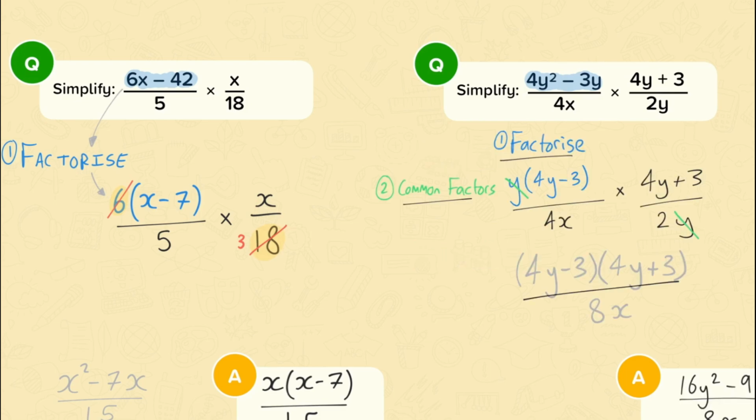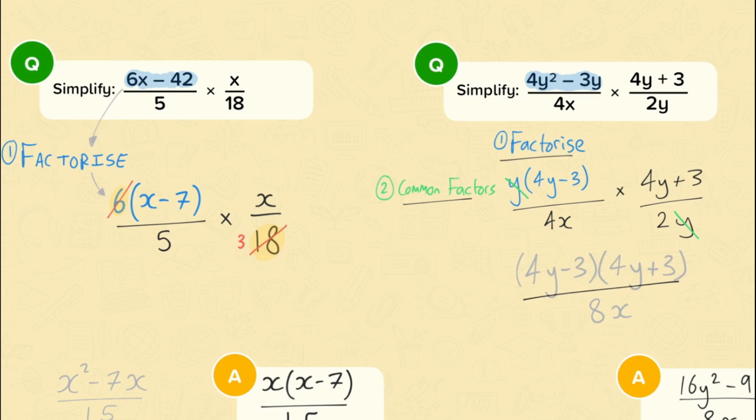Very well done if you got a final answer of 16y squared minus 9 over 8x. Our first step was to factorize this numerator. I took y out of the bracket: y brackets 4y minus 3. Now look for any common factors we can cancel. This y and this y. So now our multiplication. We multiply the numerators and the denominators.